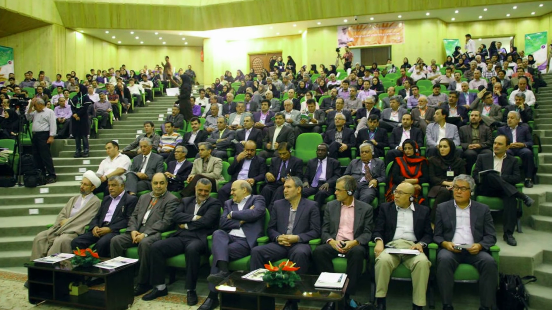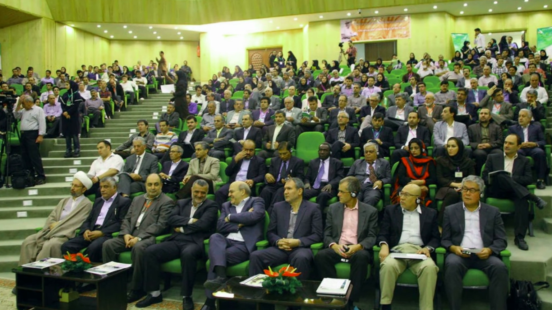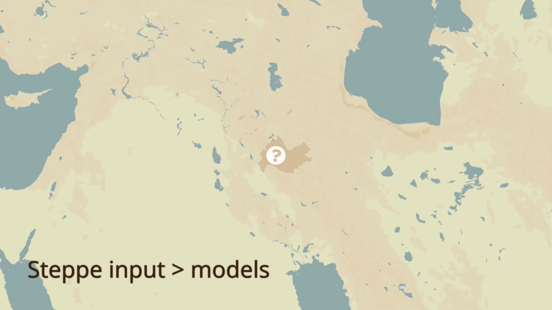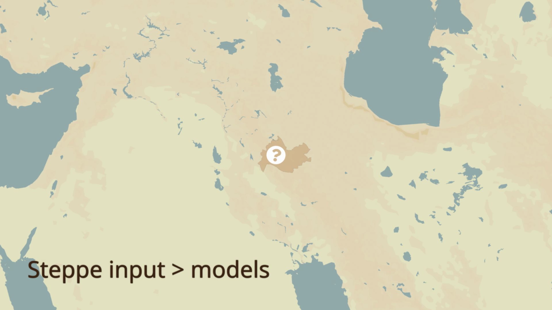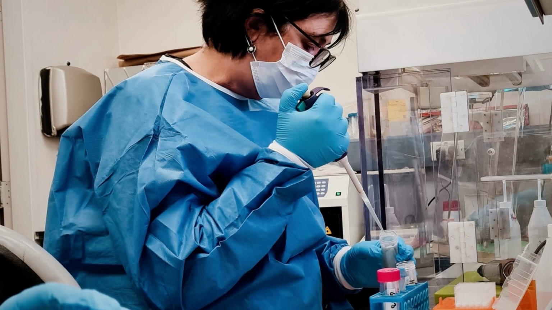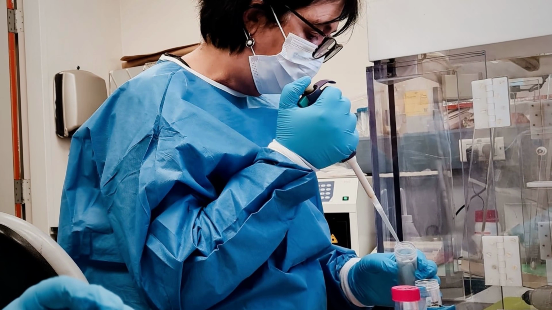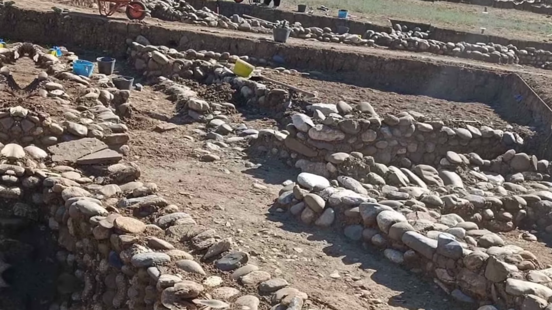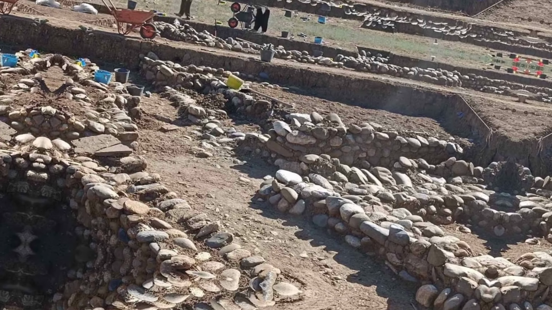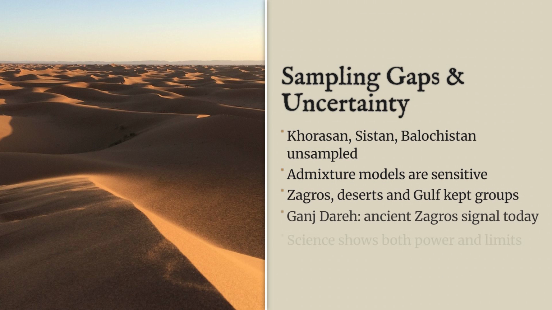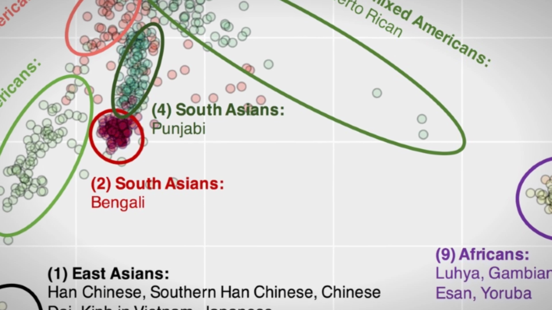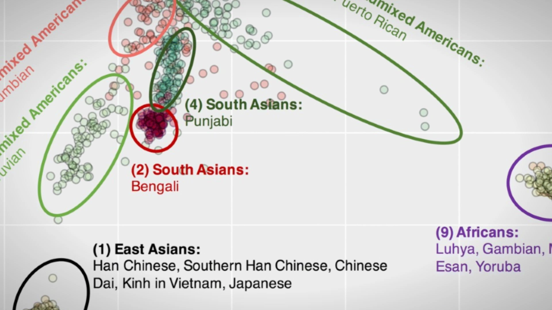There is still genuine debate, and it would be dishonest to pretend otherwise. Some researchers argue the steppe contribution to Iran is significantly higher than current models suggest, because ancient DNA sampling from eastern Iran remains frustratingly sparse. We have good coverage of the Zagros foothills and a few central plateau sites, but vast stretches of Khorasan, Sistan, and Balochistan are essentially unsampled. Whatever picture we are building, it is built from the edges, not the center.